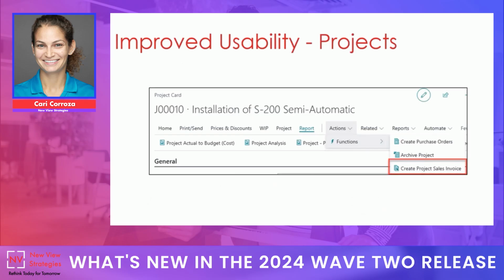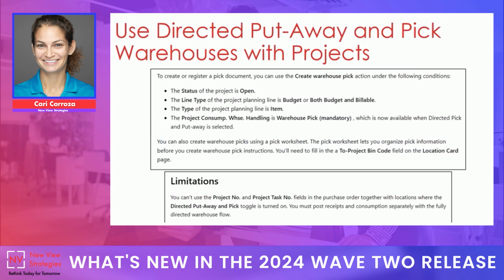And then additionally from the project card, now under actions and functions on that main project card, we have create project sales invoice. So this will create it for all of the different planning lines from just that project card. Again, just a shuffling around of features that we've always had, but promoting them or making them easier to find. Finally, this is something that Kim knows a little bit more about than me, but we now have the ability to use directed put-away and pick with projects.